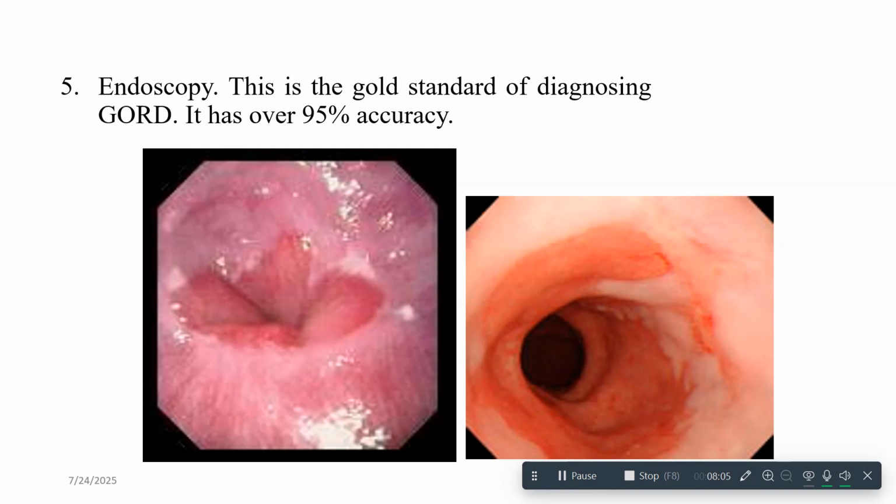Then number five is endoscopy. It is the gold standard of diagnosis, with over 95% accuracy. So this is a picture of endoscopy.